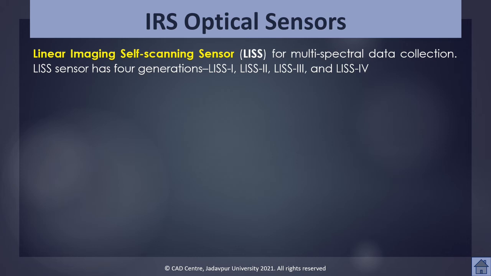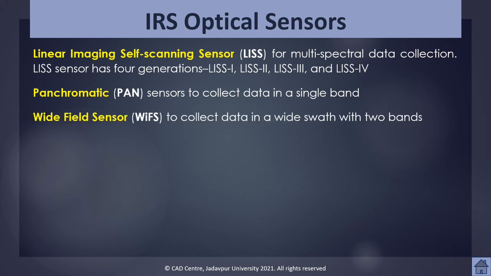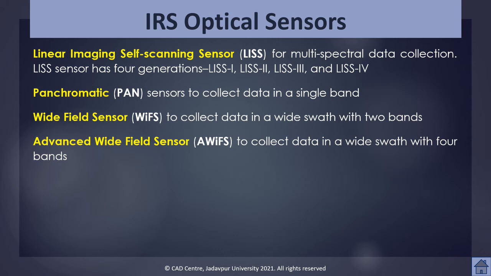LISS has 4 different generations: LISS 1, LISS 2, LISS 3 and LISS 4. Then we have the panchromatic sensor to capture the data in a single band. The LISS sensor is basically a multispectral sensor. It captures imagery in multiple bands. Then we have the wide field sensor. It can capture imagery in 2 bands. Then we have the advanced wide field sensor. It can capture imagery in 2 bands or in 4 bands.